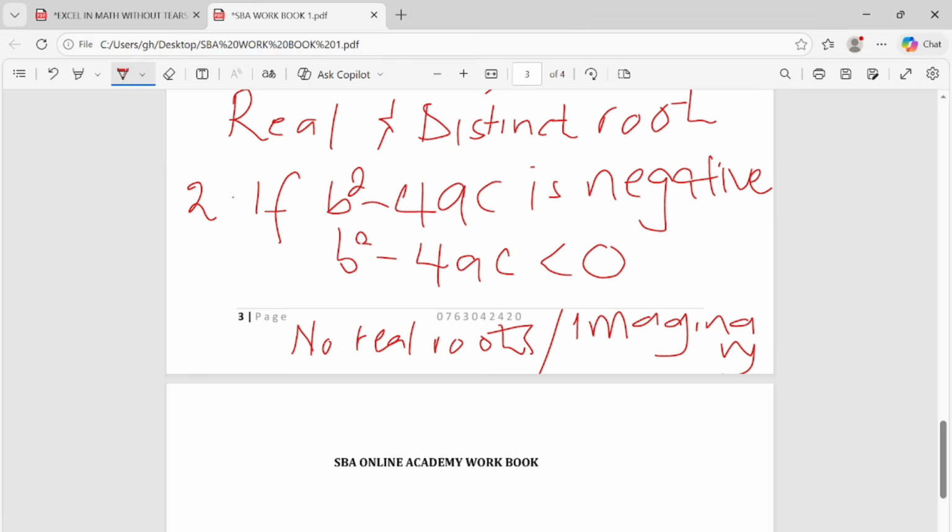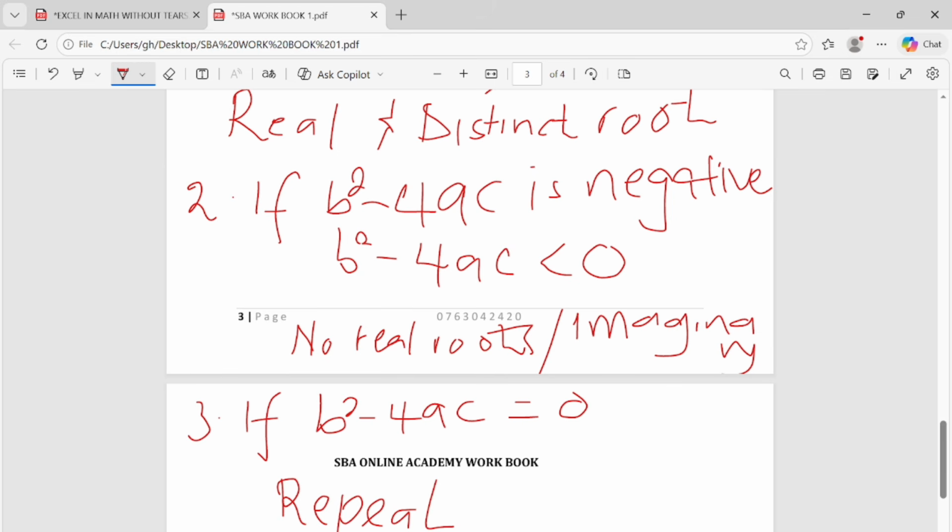And then scenario number 3: if your discriminant, b squared minus 4ac, is equal to 0, now when you substitute in, you come up with your answer in the square root as 0, meaning that you shall get repeated roots. That's a scenario where when you solve the quadratic equation and put it in the calculator, you come up with only one answer and it is repeated. So that's when your b squared minus 4ac is 0.